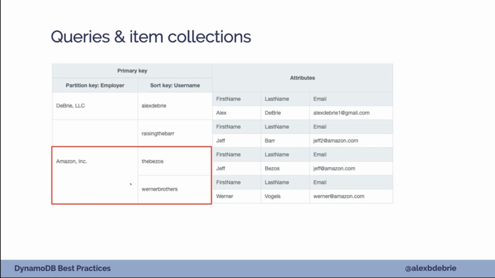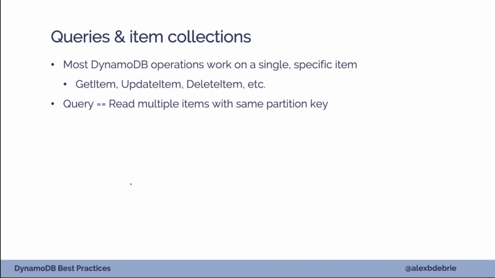Another thing I can do is I can have conditions on my sort key, the second part of that primary key, where I could say, hey, give me all the people that work for Amazon whose username is between T and Z in the alphabet. And that's going to give me Jeff Bezos here and Werner Vogels, but it's not going to give me Jeff Barr because his username doesn't fall within there. So with that query, I need to do an exact match on that partition key, and then can also do conditions on that sort key. So query operation, really powerful.